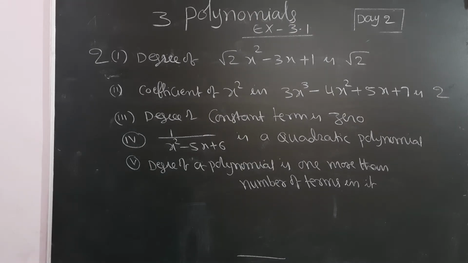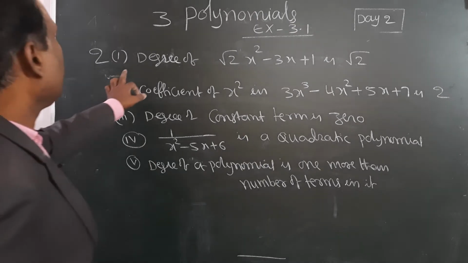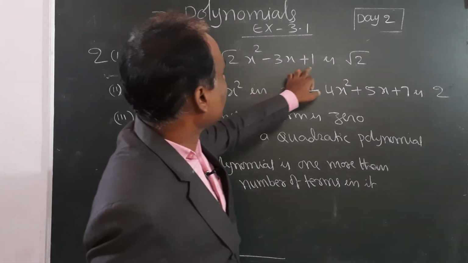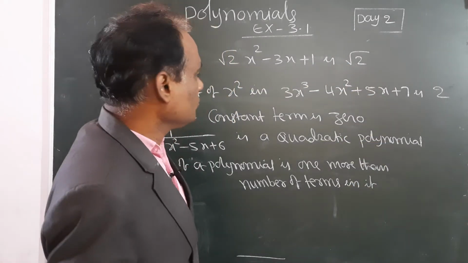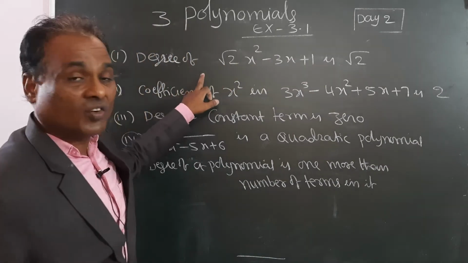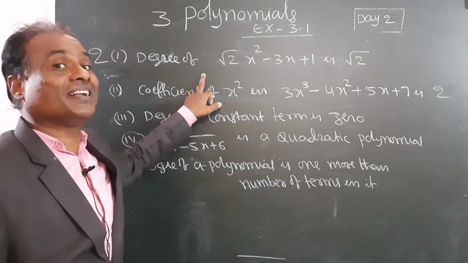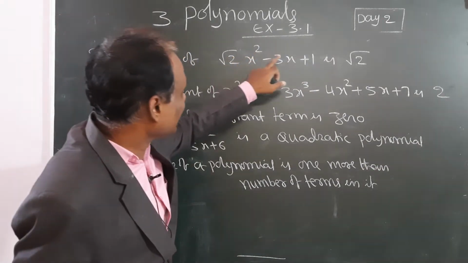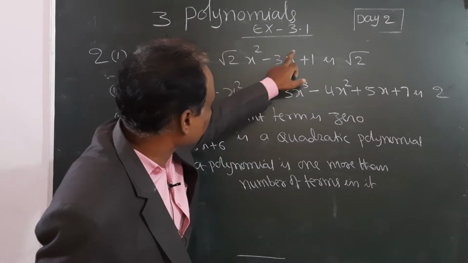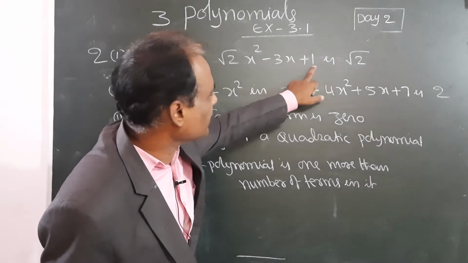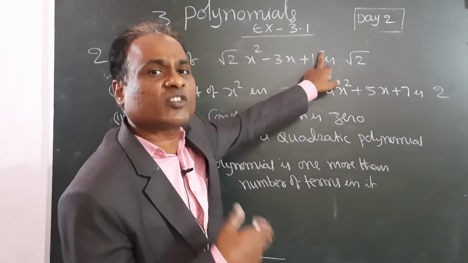Now see here, degree of root 2x square minus 3x plus 1 is root 2. Is it correct? Remember the degree definition. The highest power of x is called degree. Here, where there is no x, the x power is 0. If there is no x, it means x power 0.